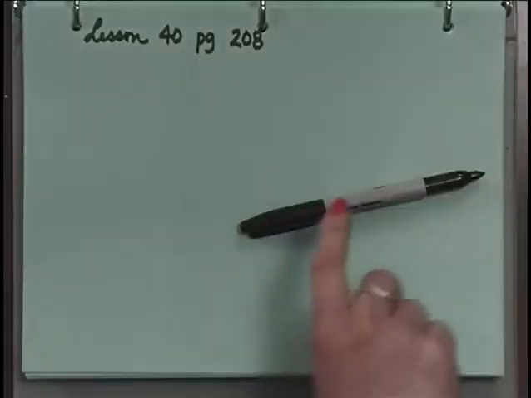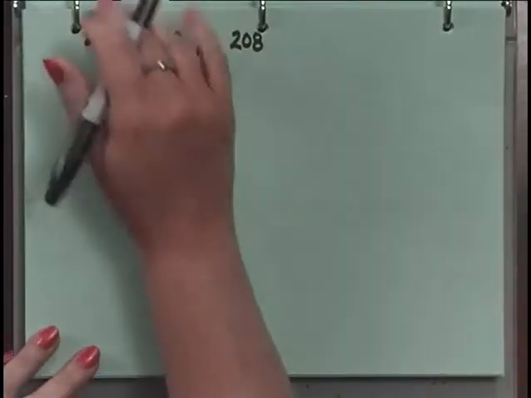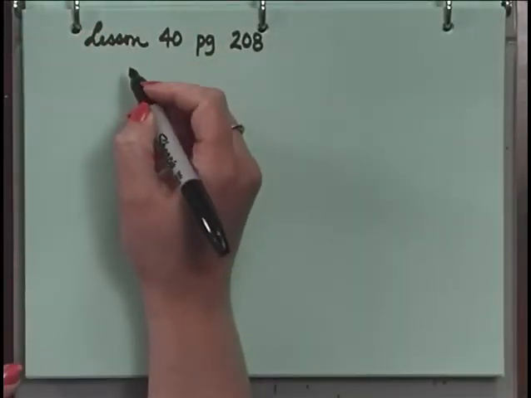Today we're going to be working on Lesson 40, which is found on page 208 of your text. In this lesson, we're going to work a little bit more with decimal numbers, and then we're also going to look at circle graphs. Let's go ahead and get started. In Lesson 40, we're again working with decimal numbers.